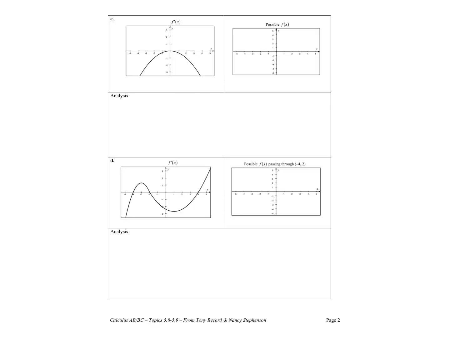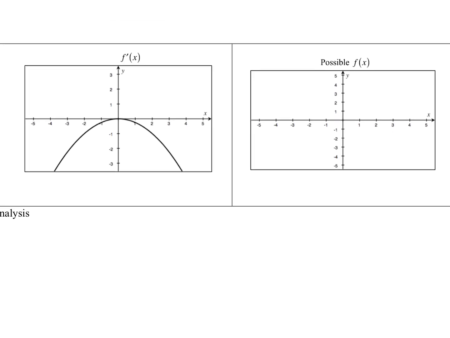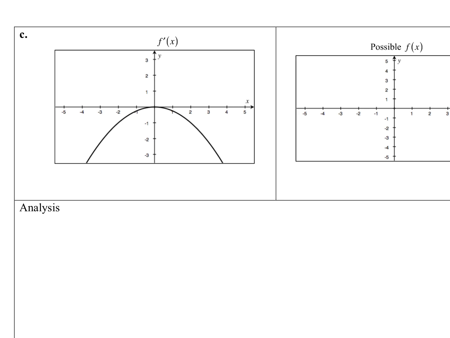Okay, next one. Looking at my derivative, I'm drawing an f of x function. So I need to answer some questions about what the derivative is telling me about my function. Where is it increasing? Where is it decreasing? And then for my second derivative, it tells me where it is concave up or concave down, okay? So I kind of like to write those out first. I think it helps my brain, and we can also label them on the picture.